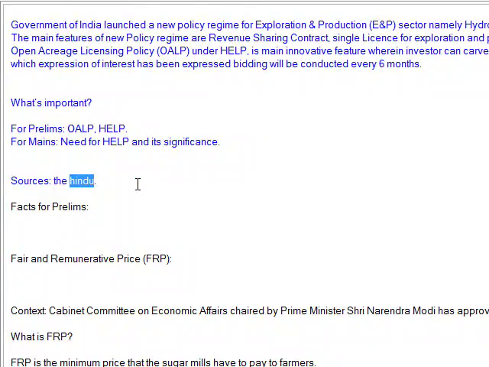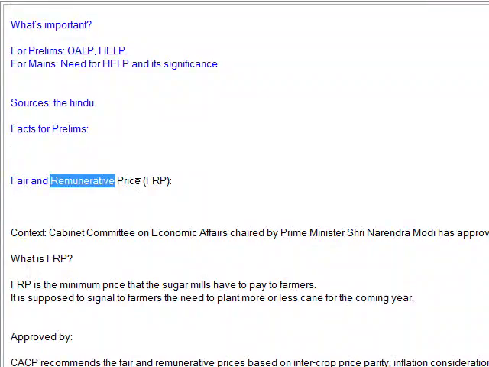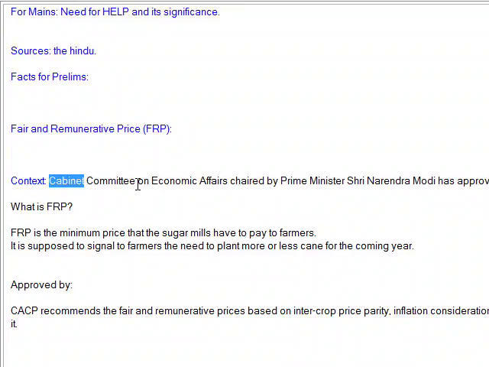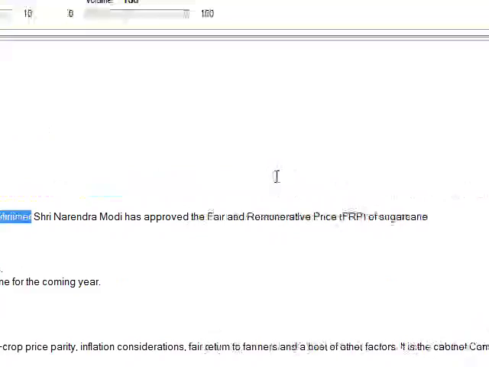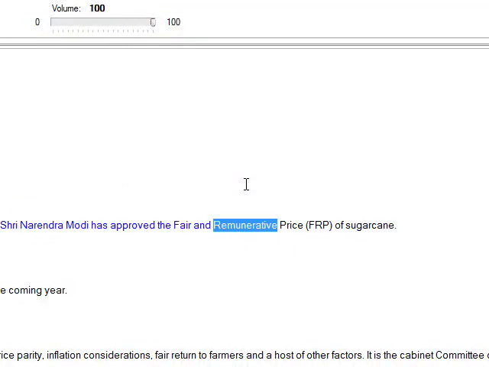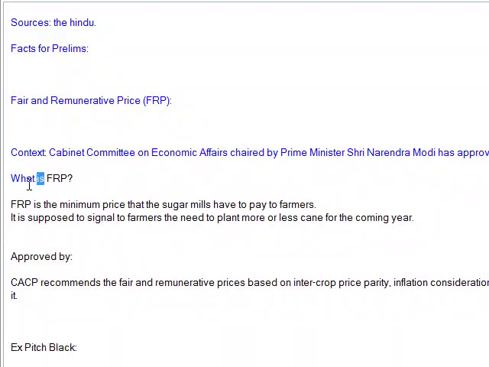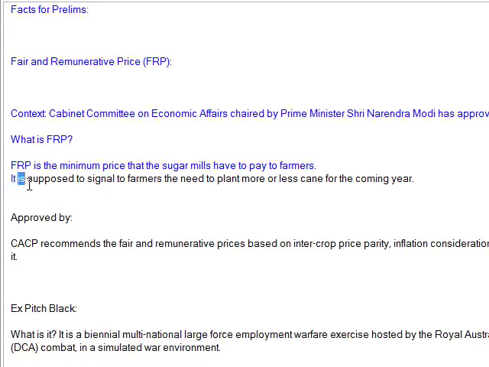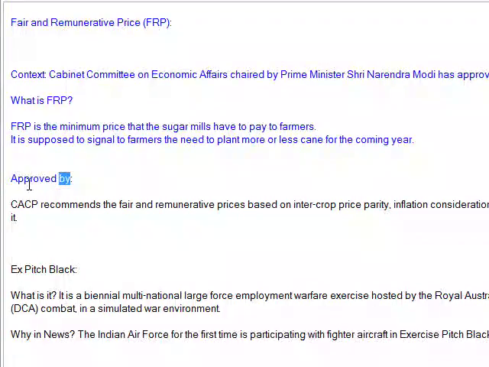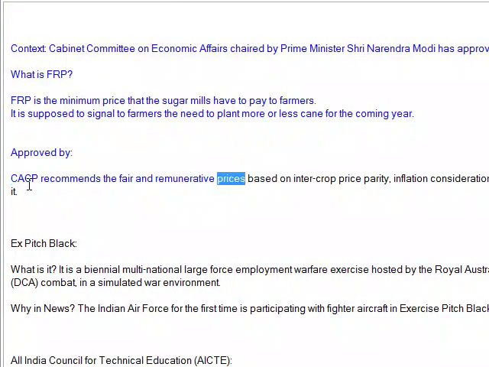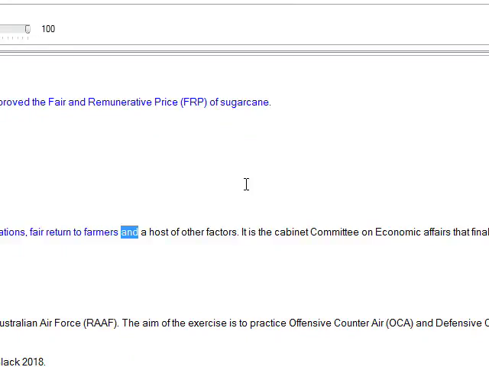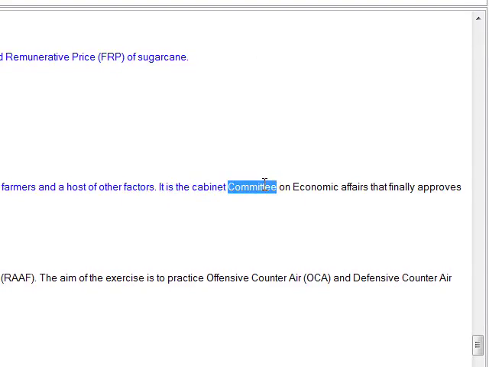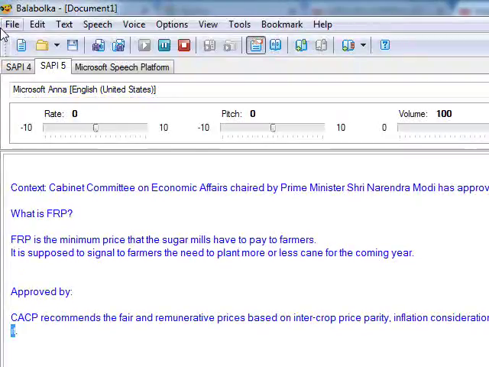Sources, The Hindu. Facts for prelims. Fair and remunerative price, FRP. Context, Cabinet Committee on Economic Affairs, chaired by Prime Minister Shri Narendra Modi, has approved the fair and remunerative price FRP of sugarcane. What is FRP? FRP is the minimum price that the sugar mills have to pay to farmers. It is supposed to signal to farmers the need to plant more or less cane for the coming year. CACP recommends the fair and remunerative prices based on intercrop price parity, inflation considerations, fair return to farmers and host of other factors. It is the Cabinet Committee on Economic Affairs that finally approves it.